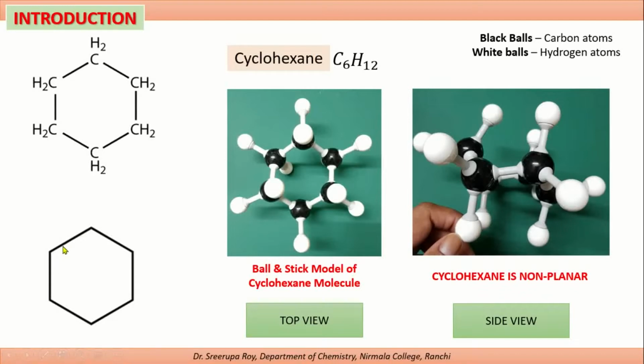But in reality, cyclohexane is a non-planar molecule in which each carbon atom is sp3 hybridized and the tetrahedral bond angle is 109.5 degrees. This will be clearer with this ball and stick model. The black balls in this model represent the carbon atoms, while the white balls are the hydrogen atoms. Each carbon atom in a cyclohexane molecule is attached to two hydrogen atoms.